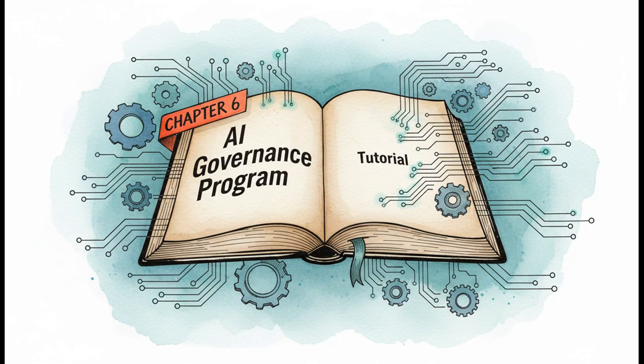And just so you know where this is all coming from, the framework for this explainer is drawn directly from Chapter 6 of the Tutorial on Developing an AI Governance Program by Virtualization Options LLC. It's all about putting these crucial processes into practice.